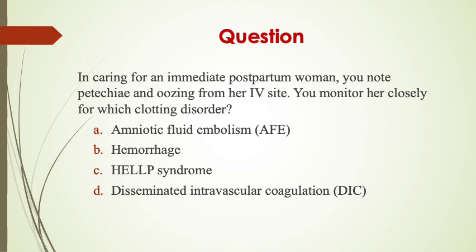So this diagnosis is based on clinical findings and lab markers. When you look at the question, the patient is experiencing unusual bleeding. The patient has petechiae and oozing from the IV site. Those are typical signs of DIC. And that is the end.